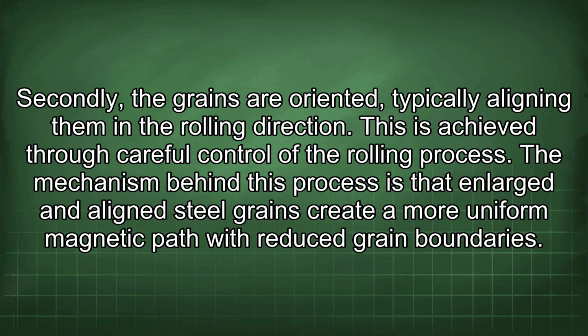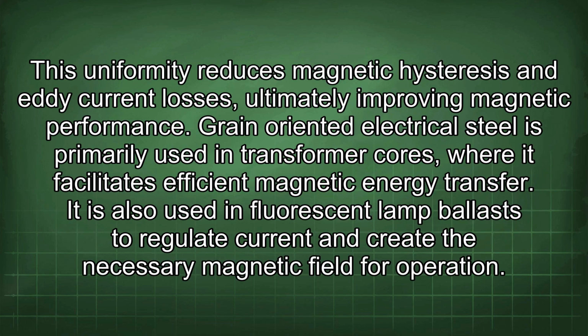Secondly, the grains are oriented, typically aligning them in the rolling direction. This is achieved through careful control of the rolling process. The mechanism behind this process is that enlarged and aligned steel grains create a more uniform magnetic path with reduced grain boundaries. This uniformity reduces magnetic hysteresis and eddy current losses, ultimately improving magnetic performance.